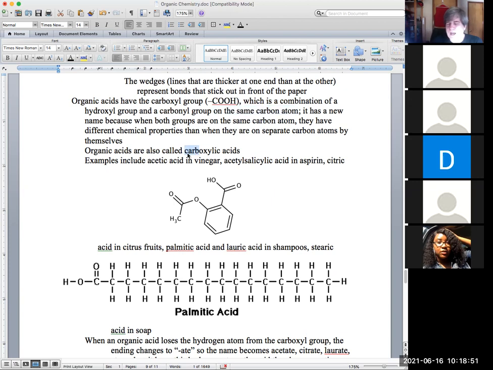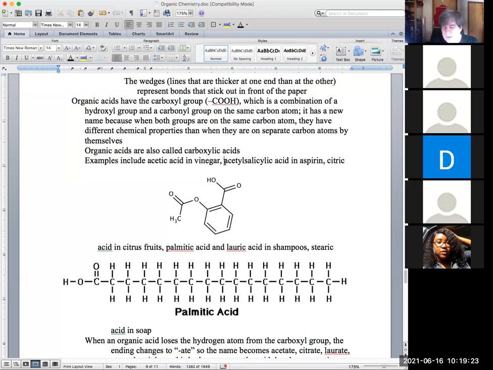Since this is the carboxyl group, sometimes these molecules are called organic acids. Sometimes they're called carboxylic acids. Some examples of this that you're probably familiar with are acetic acid, which is found in vinegar. Or if you have apple cider and it sits too long, it starts to turn to vinegar. Acetic acid is actually what gives vinegar that distinctive smell.